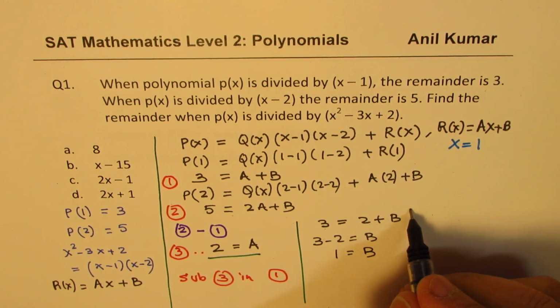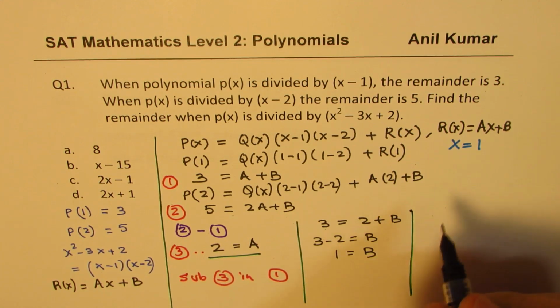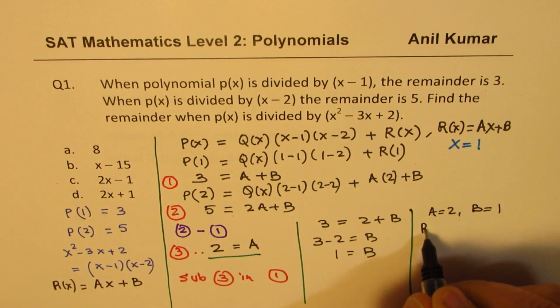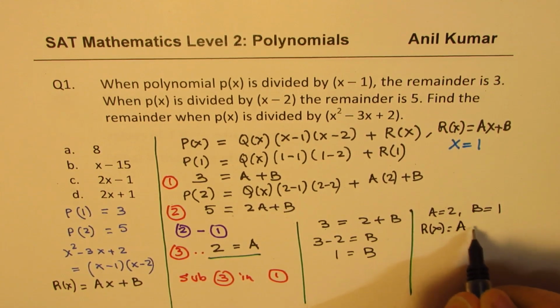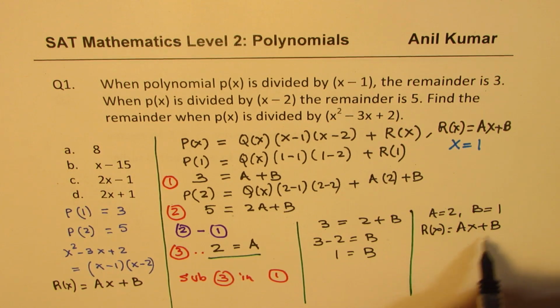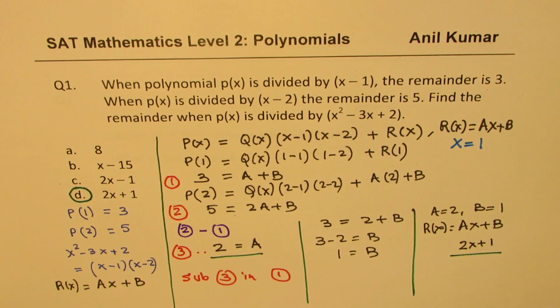So since we know a is 2 and b is equal to 1, the remainder for us is ax + b. What should it be? It should be 2x + 1, right? 2x + 1 is our remainder. So I hope you understand the whole process. 2x + 1 is option D. That is how you're going to solve it. So I hope the explanation is absolutely clear.